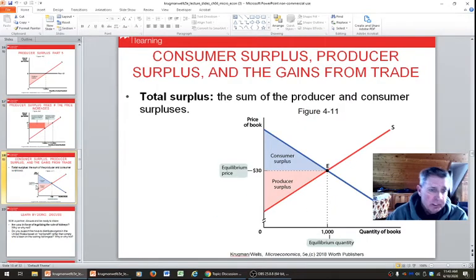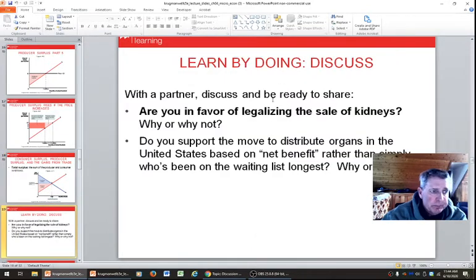Total surplus is the sum of producer and consumer surpluses. That's the area of this entire triangle. How do we figure that out? Well, you know how to figure out the area of a triangle.